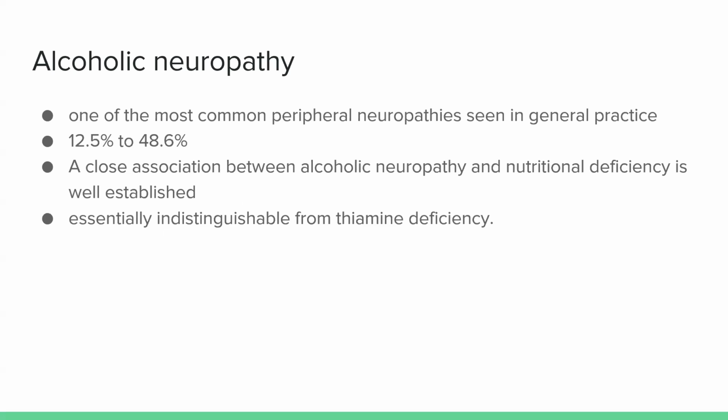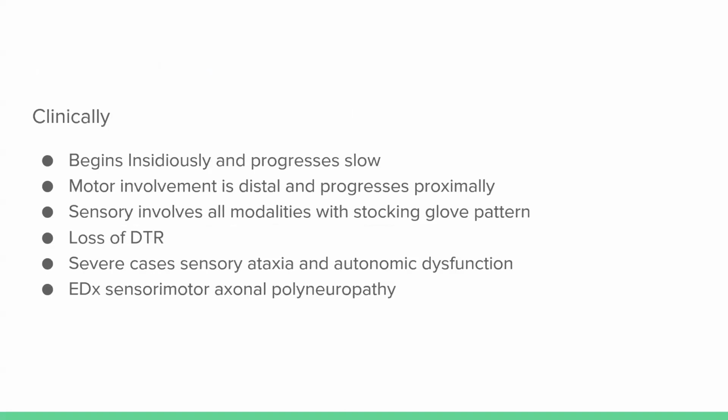Alcoholic neuropathy is also very commonly seen in general practice. Up to 50% of patients who are chronic alcoholics will have polyneuropathy. The cause is, alcohol is neurotoxic by itself, but also nutritional deficiency, especially thiamine deficiency, it's tied up with that. Clinically, insidious and progressive, it progresses slowly. Motor involvement comes from distal and then proximal. It actually looks like diabetic polyneuropathy.